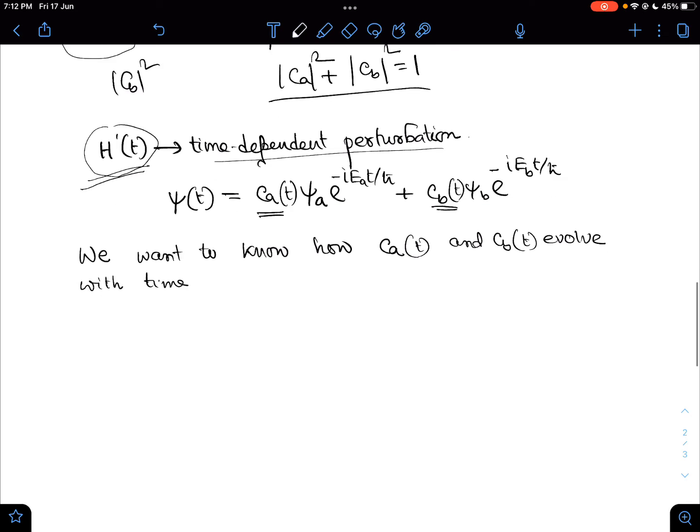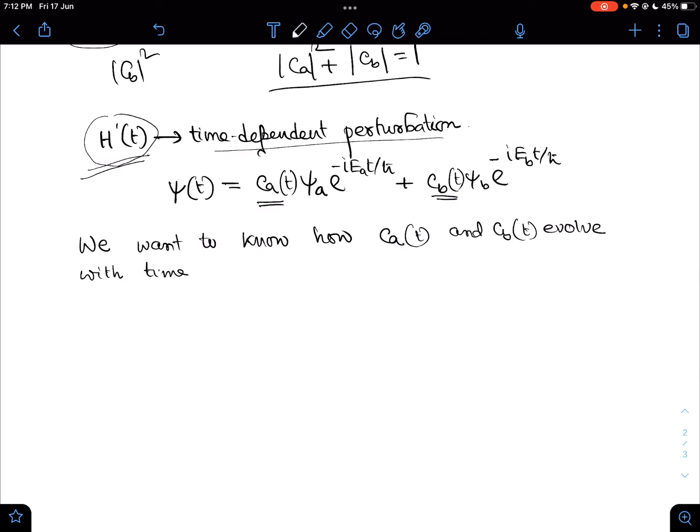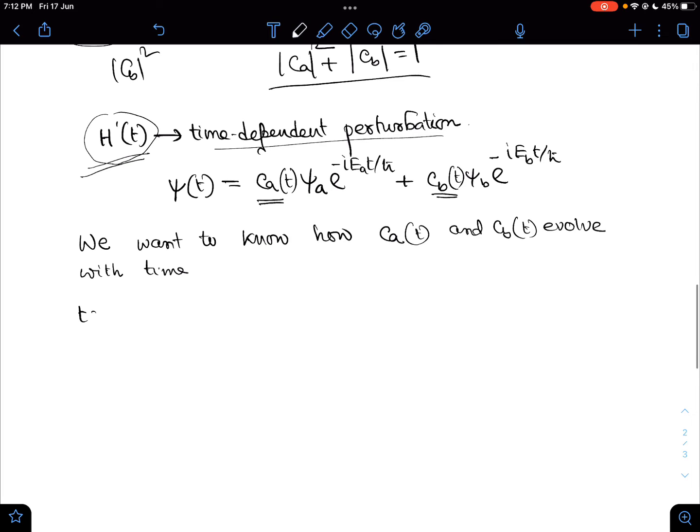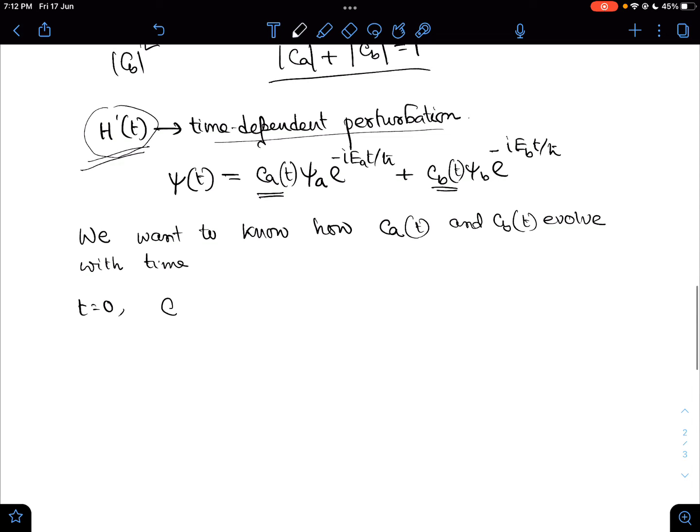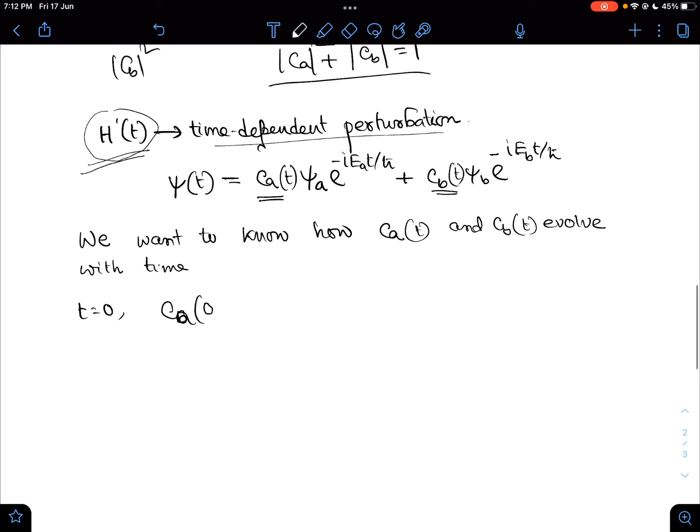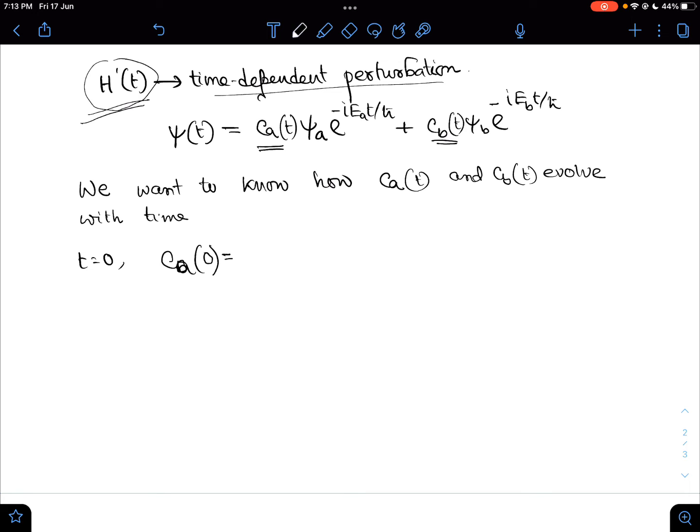time. For example, suppose that at time t equal to 0 the system is in state psi A. That means CA at time t equal to 0 is 1, and CB at t equal to 0 is 0. So initially the system is in state psi A.